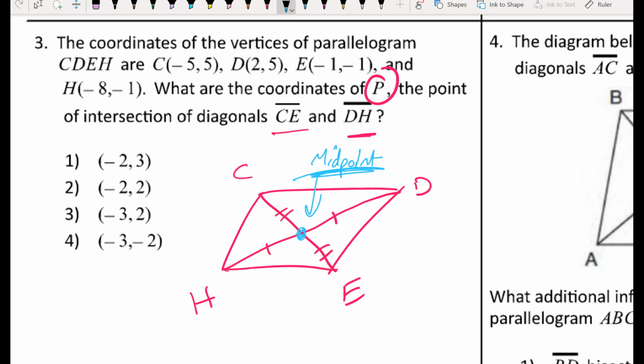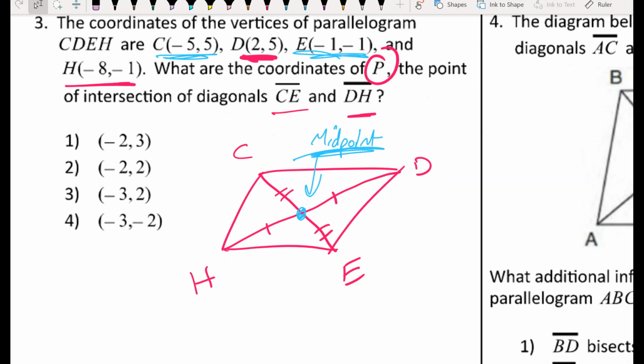So the strategy here would be to either use points C and E and apply the midpoint formula, or use points D and H and apply the midpoint formula. Because these diagonals have the same midpoint, it doesn't matter which pair of points I use. So I'm going to pick C and E here. Remember the midpoint formula.